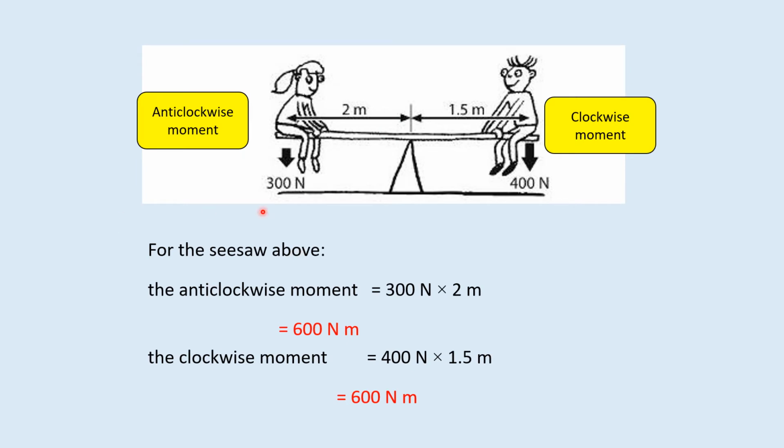For this seesaw, you've got two people balanced on it. You've got 2 meters here, 1.5 meters there. This one is heavier, exerting more force because of their weight, but they are equal. So you've got 300 newtons times 2, which is 600 newton meters, and 400 newtons times 1.5 meters, which is 600 newton meters. So they are in equilibrium.